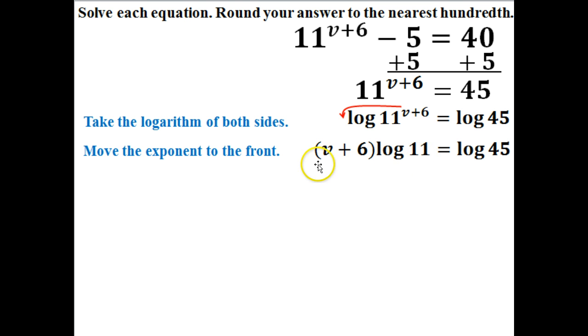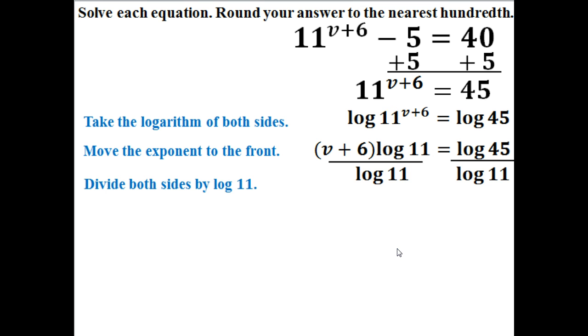Now that we have this, our goal is still to identify what this v value is. And in order to do that, I'm going to need to get rid of this log 11. So I'm going to divide both sides by log 11. Now log 11 divided by log 11 is 1, so those two will cancel out. So my reduced value here is v plus 6 equals log 45 divided by log 11.